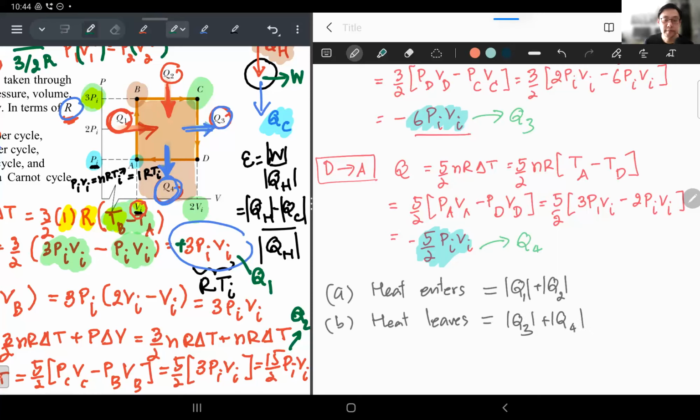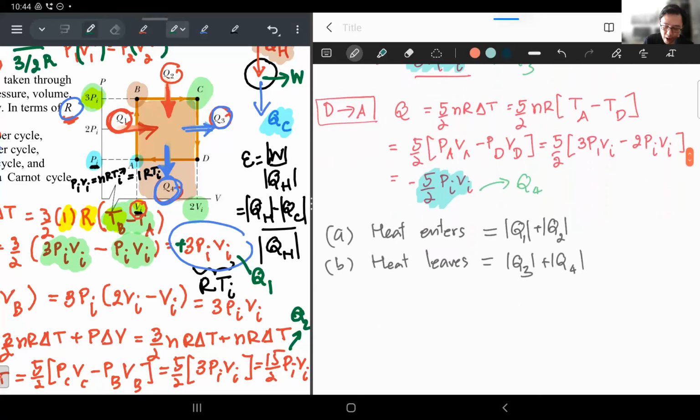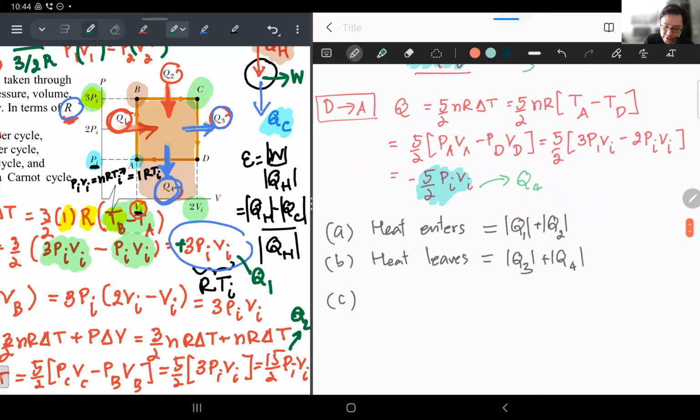So the diagram looks pretty good already. But in the exam, probably I won't have those arrows for you. You're just going to have a rectangular shape process. But from your calculation, you will be able to tell the direction of the heat flow automatically. And part C is going to be automatic. The efficiency is going to be, before we get to the efficiency, it's just the work done over the Q hot.